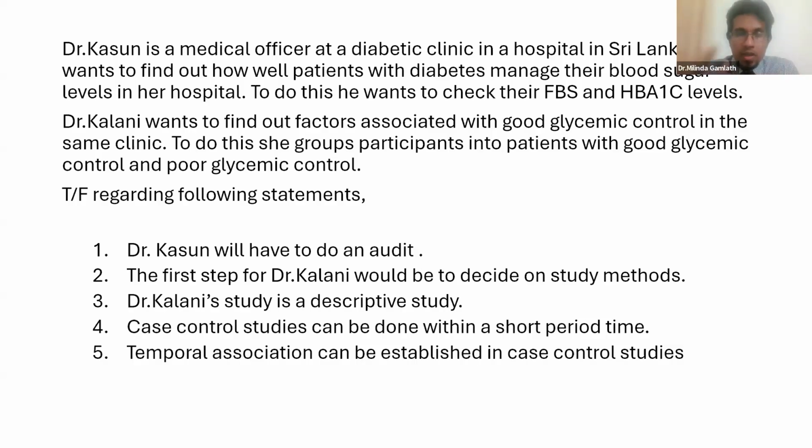So that's one part. Next, another doctor in that same unit wants to find out the factors associated with good glycemic control. Basically, what are the other things that are associated with or that might cause people to have good glycemic control. And to do this, what she does is she takes people from the clinic and divides them into 2 groups. She groups patients into patients with good glycemic control and patients with poor glycemic control.